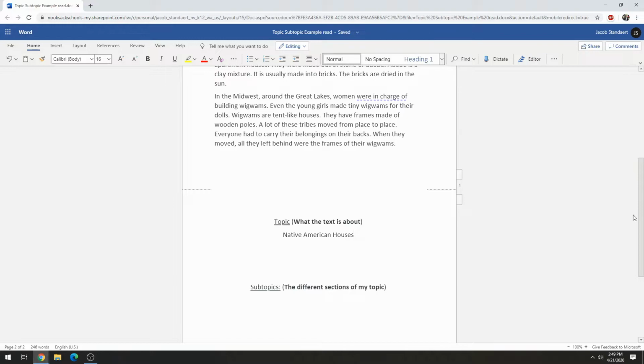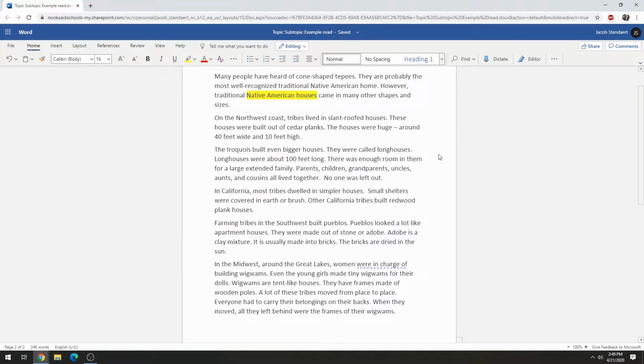The next thing I'm going to do is think about my subtopic. So now that I know what my text is about, which is Native American houses, I think to myself, okay, how did they break that up? What were the different sections of my topic? How did they talk about Native American houses? What were maybe the different types of houses they talked about? Let's see. Well, I know that we've got the Northwest Coast tribes. We've got the Iroquois, right? And they're talking about their different houses and the different types of houses they have.